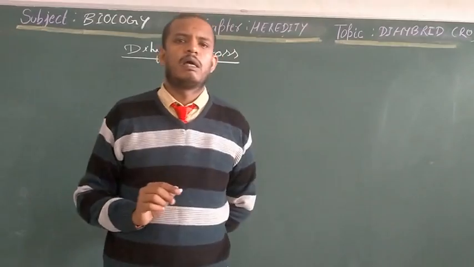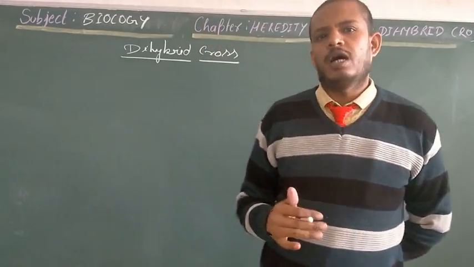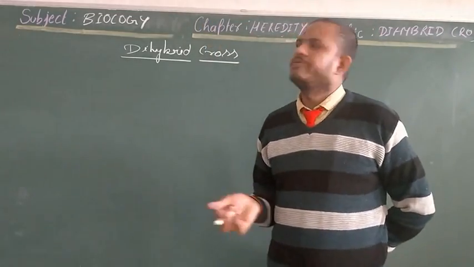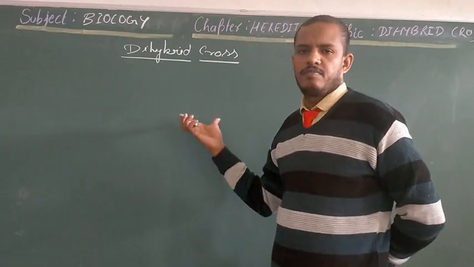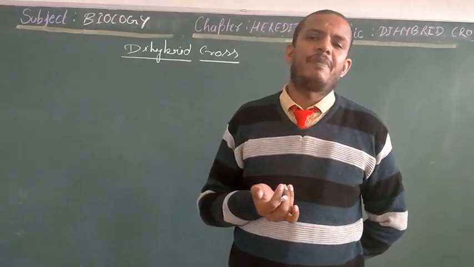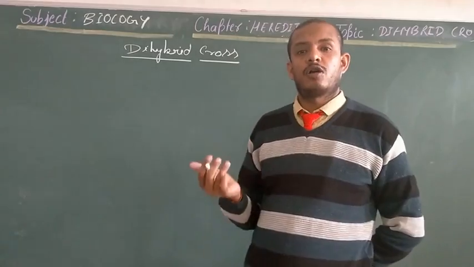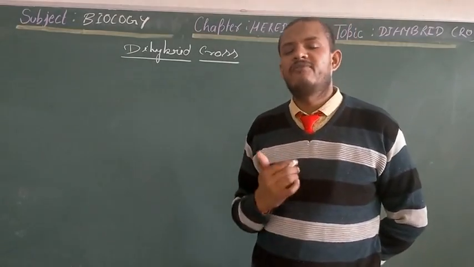In the last class we completed the monohybrid cross, and I think you now know the key terms used in this process or cross: P1 stands for parent, G stands for gametes, F1 is the first filial generation, cross-fertilization, and self-fertilization.